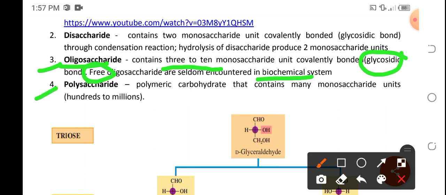And polysaccharides, on the other hand, has many monosaccharide units. Usually, their count would have hundreds to millions. Okay?